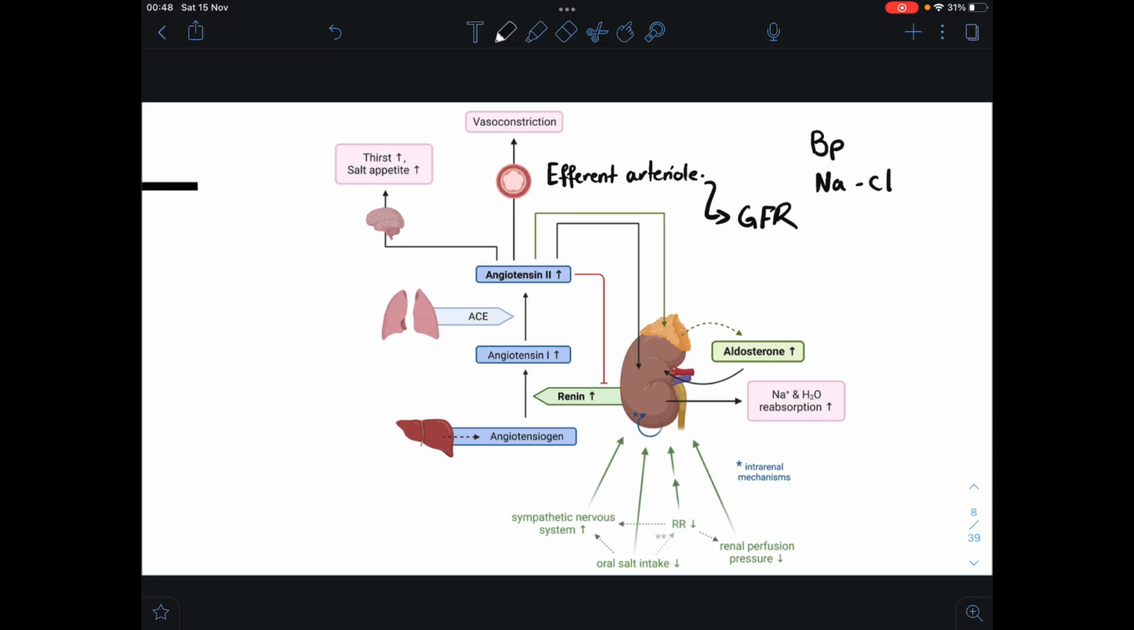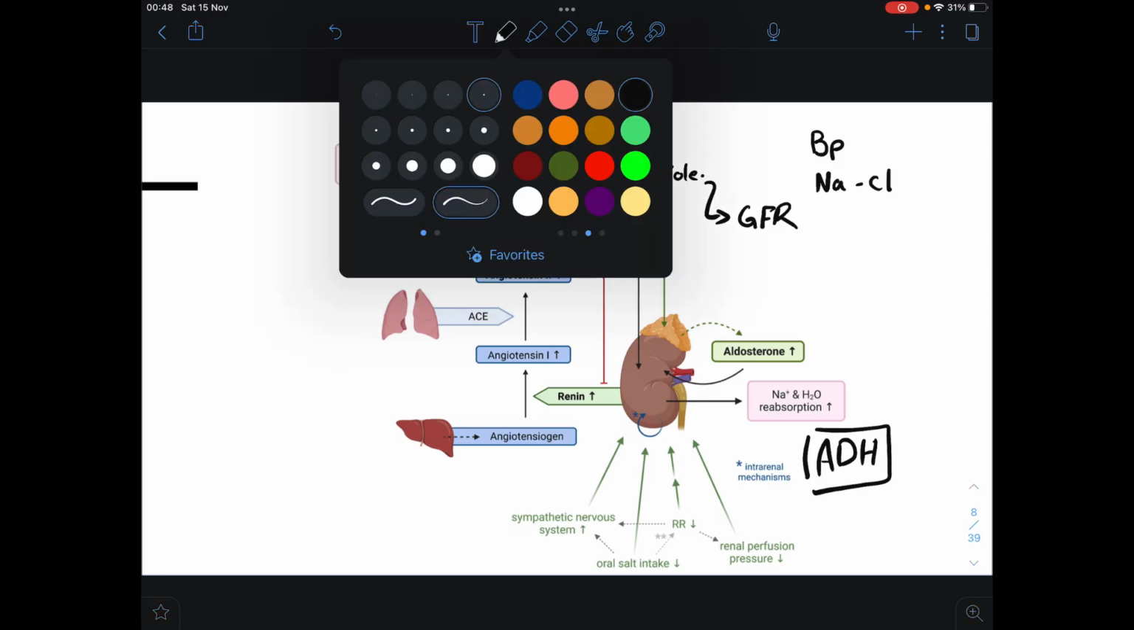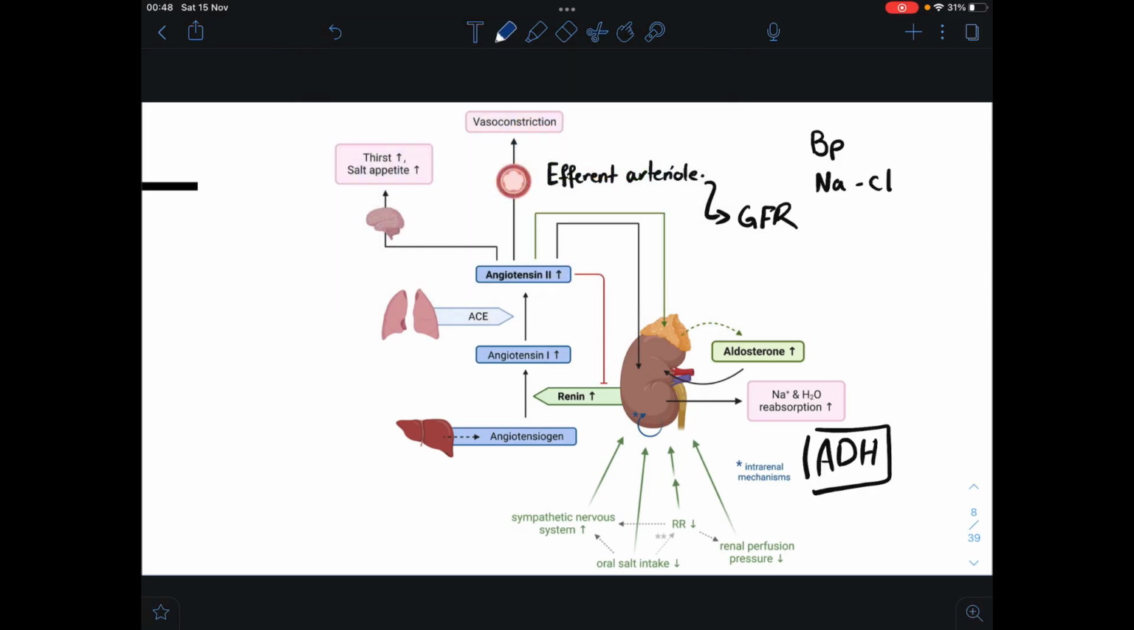Another player in this whole system is ADH, which works in the collecting ducts of nephrons and is responsible for the reabsorption of free water. Okay, so water without sodium, just water itself. This is a very important role, because there can be conditions where you have so much ADH that it leads to reabsorption of so much free water that it can cause a relative hyponatremia. This is a syndrome called syndrome of inappropriate antidiuretic hormone release, and we'll talk about this later.